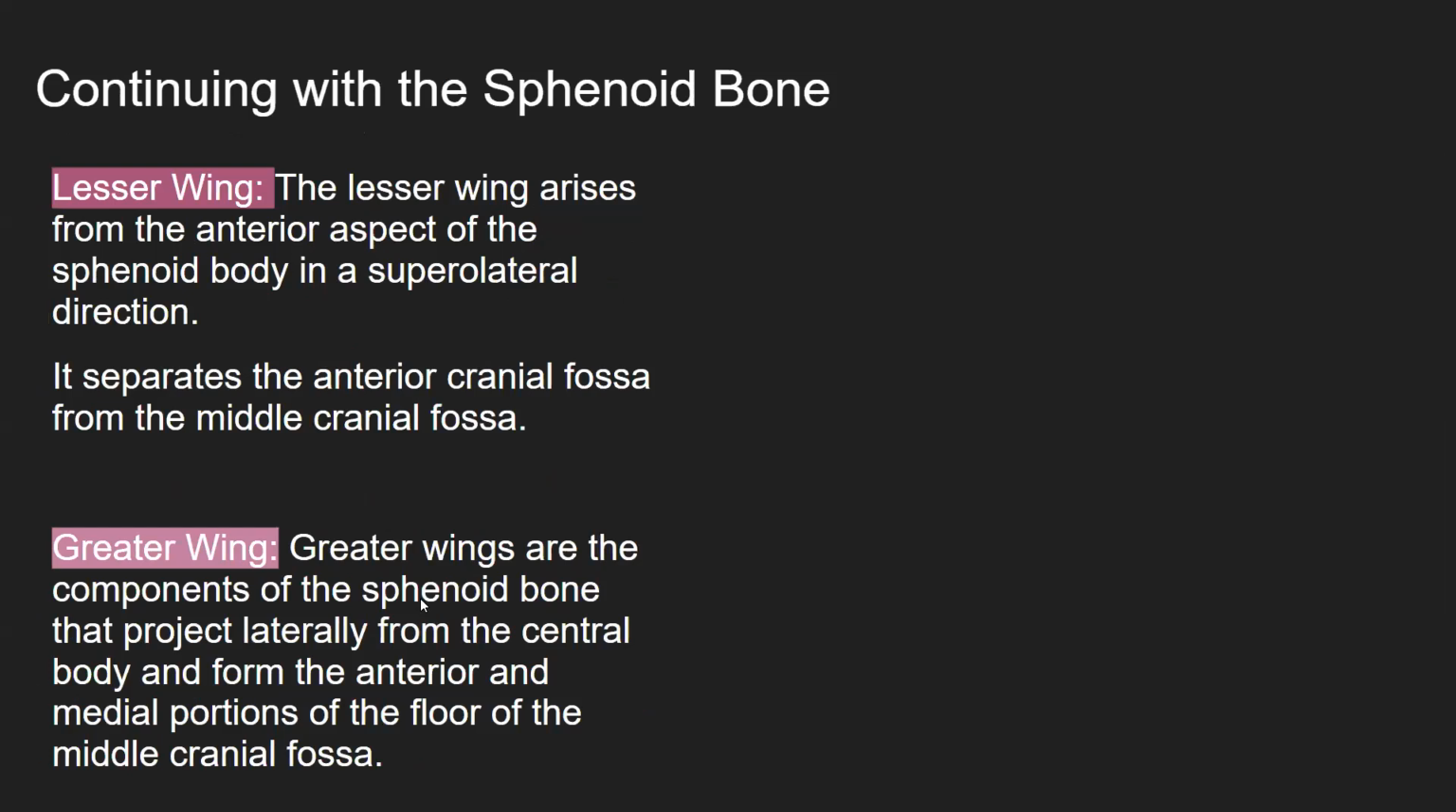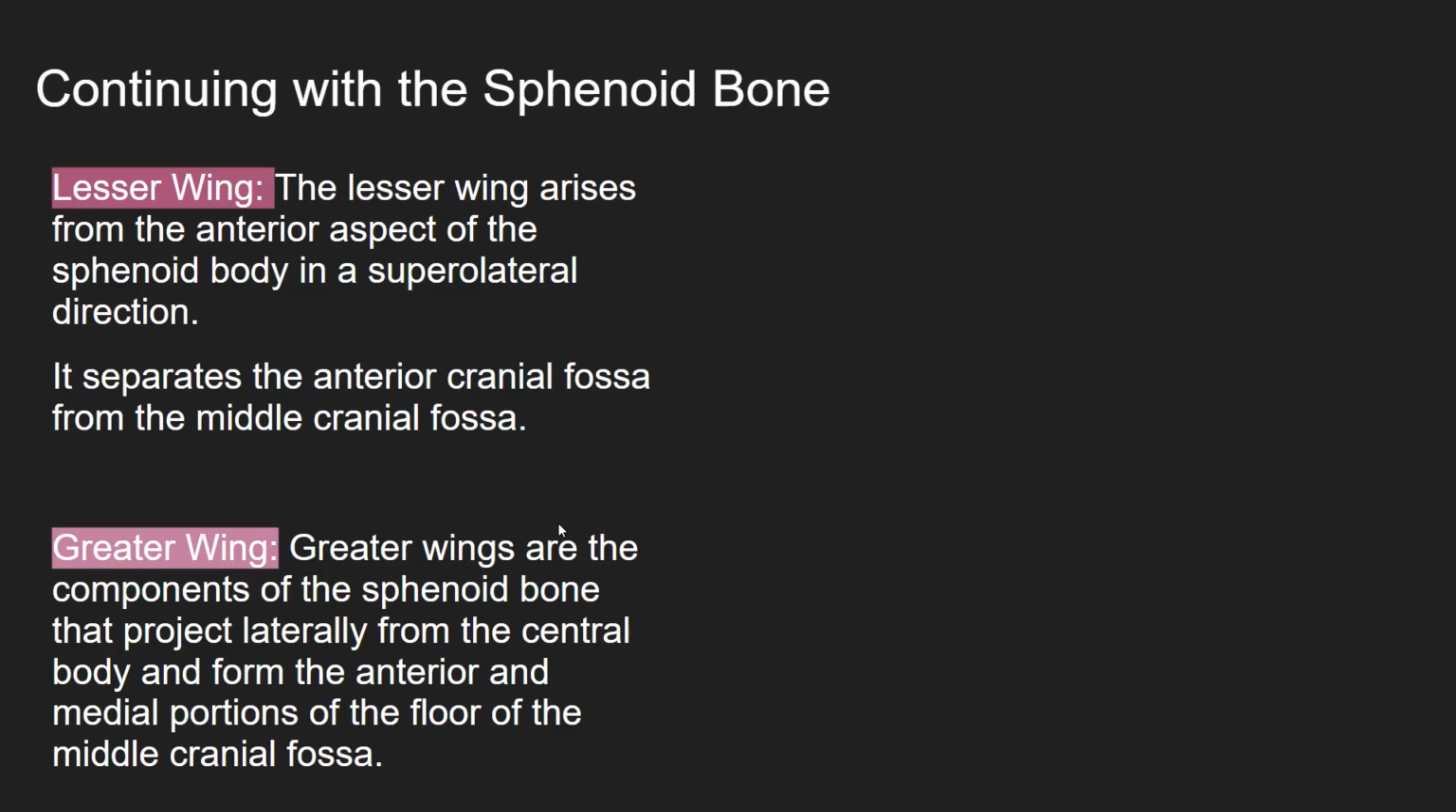Breaking the sphenoid down into its parts, we have the lesser wing, which arises from the anterior aspect of the sphenoid body in a superior lateral direction, and it separates the anterior cranial fossa from the middle cranial fossa. And then you have the greater wing, which is one of the components of the sphenoid bone, which projects laterally from the central body and forms the anterior and medial portions of the floor of the middle cranial fossa.